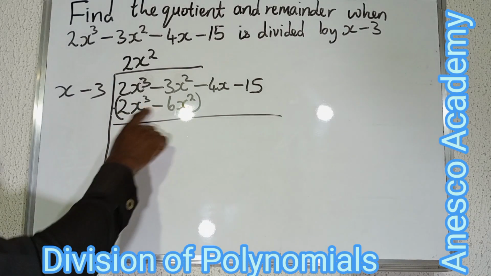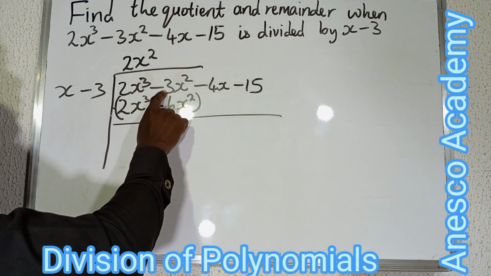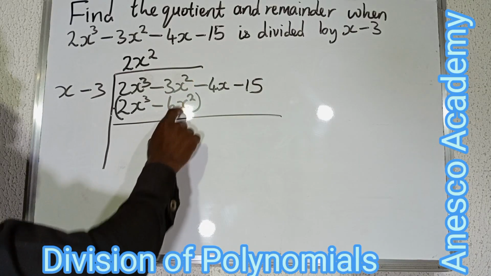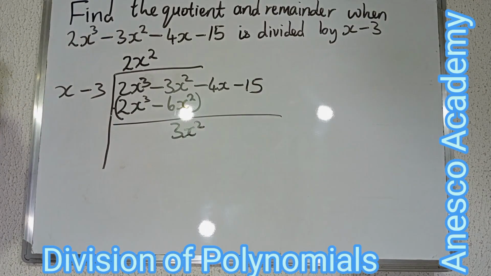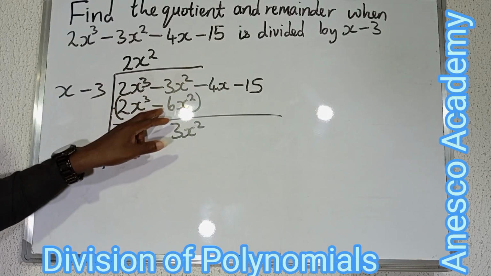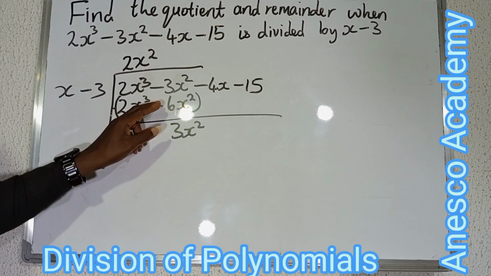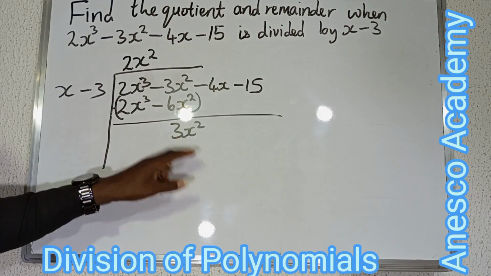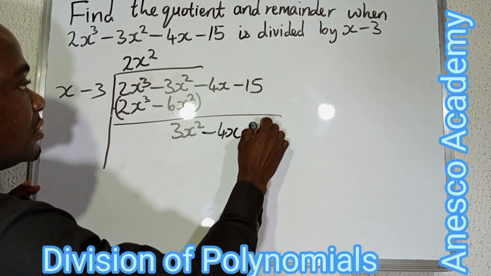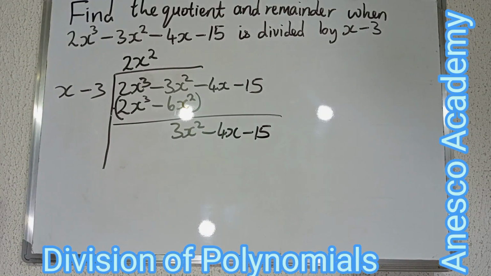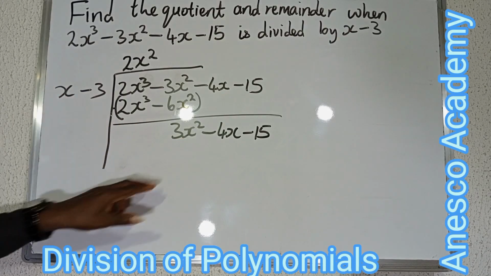Now this sign here, minus times minus will turn it to plus. It will be minus 3x squared plus 6x squared. That will give us 3x squared, because minus 3x squared plus 6x squared is the same thing as 6x squared minus 3x squared. Then we'll bring down this minus 4x minus 15. That's the next level of division, this with this.